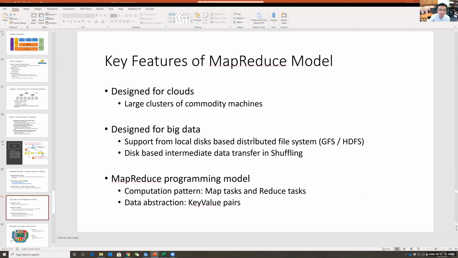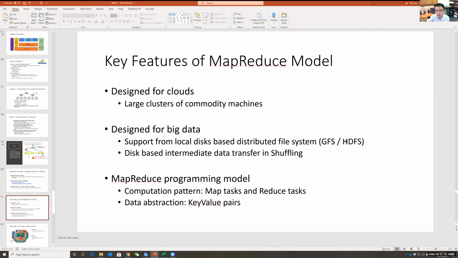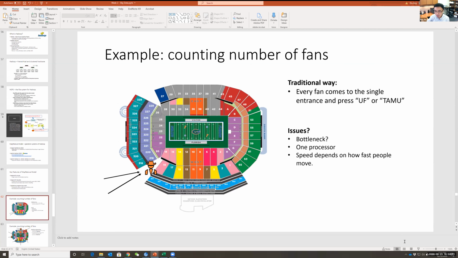Designed for big data. So this GFS is the Google File System. HDFS, you know that is the Hadoop Distributed File System. The MapReduce programming model, we will talk about that in a moment. So here is the logic of MapReduce. Let me just put it here.